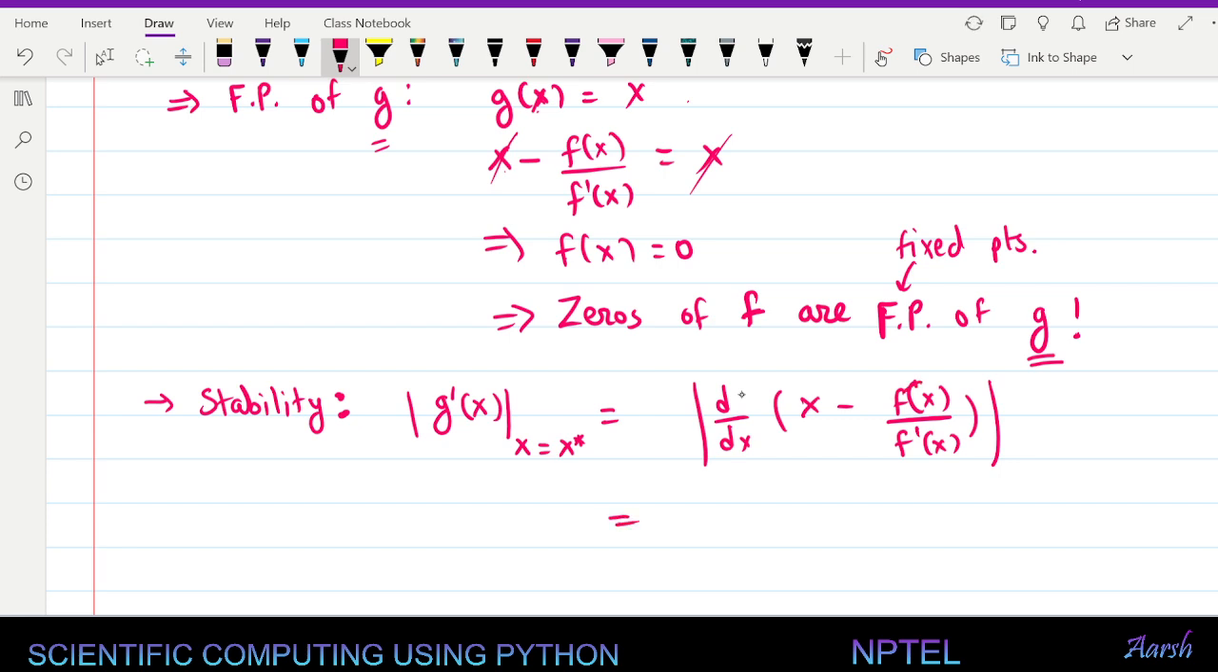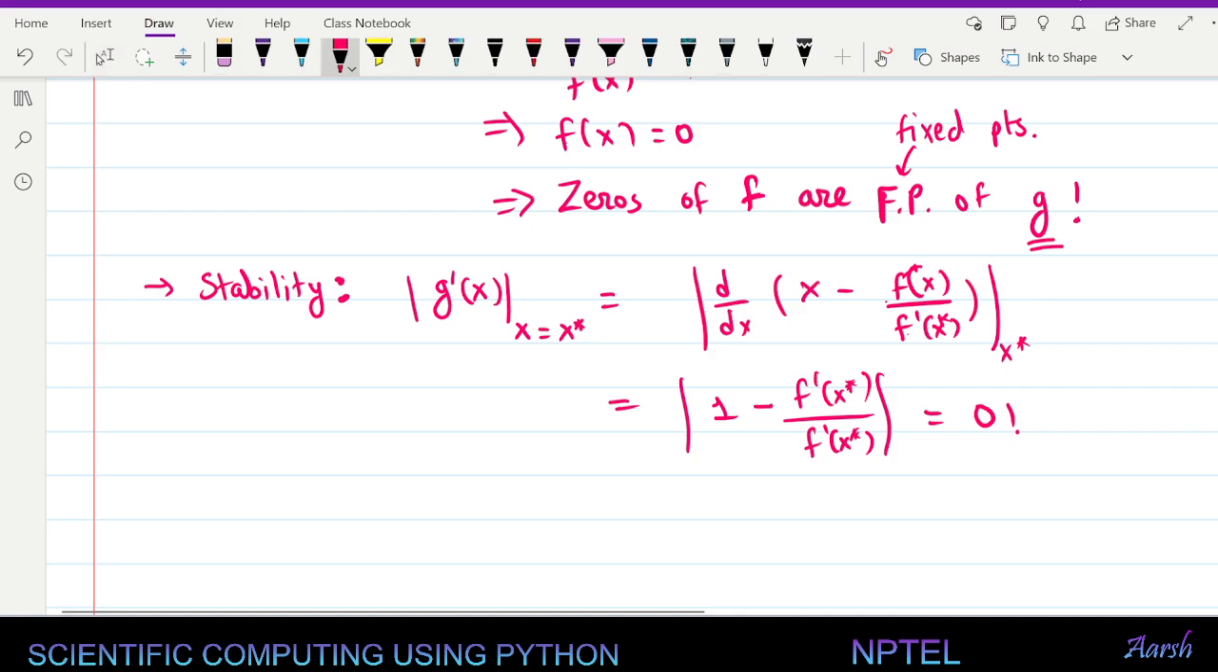Okay, and this is equal to d by dx of x is 1 minus f dash x. This is evaluated at x star, right? So this is already x star, and you calculate derivative of f. So this becomes f dash x star upon f dash x star, which is just 0.